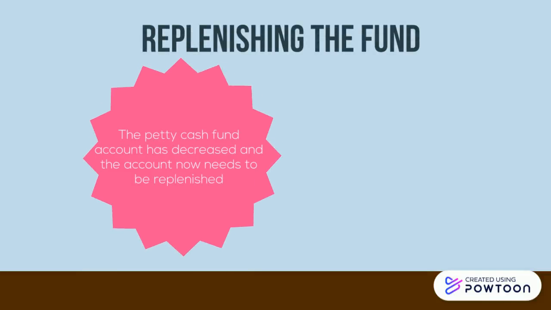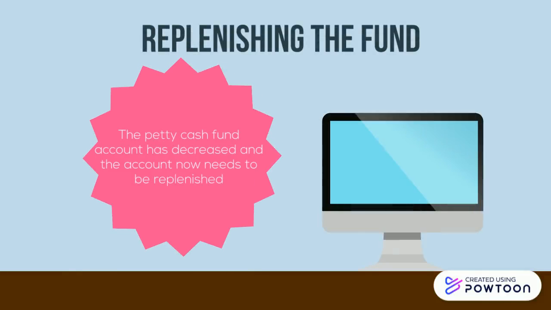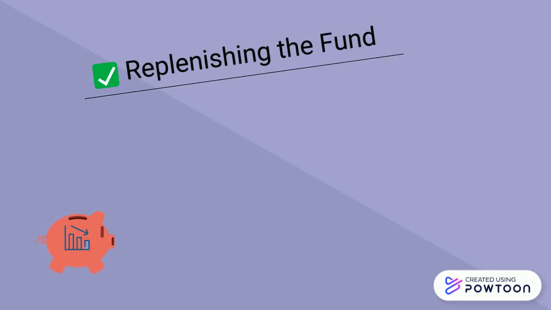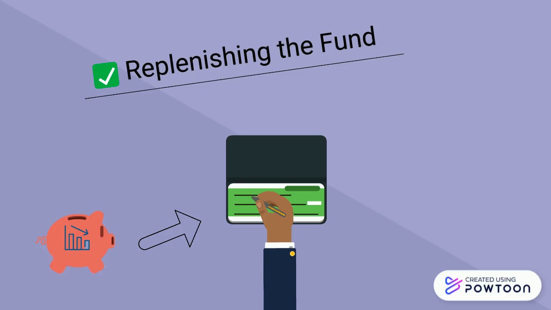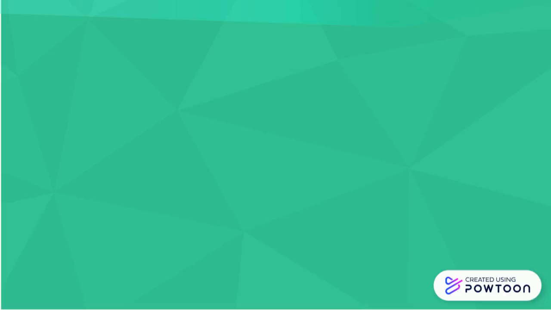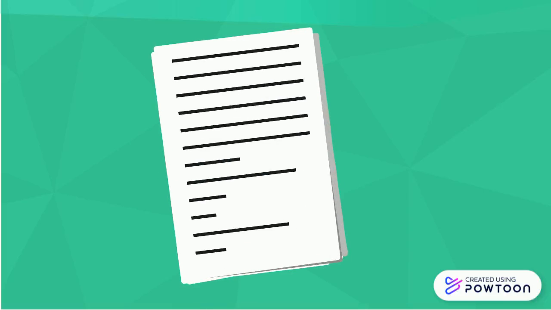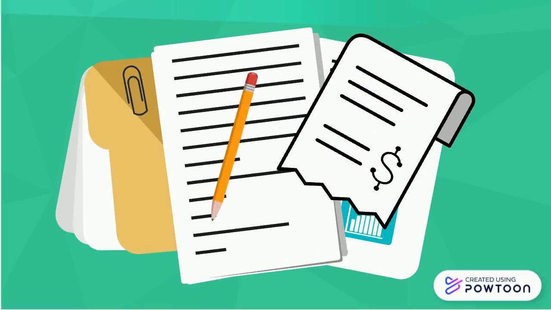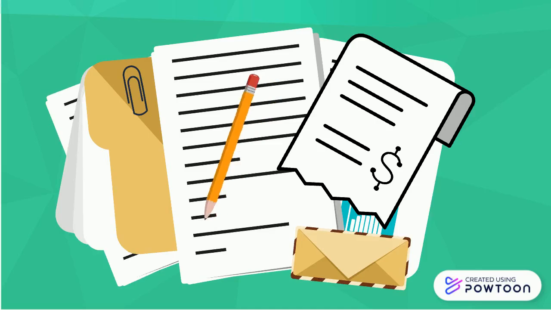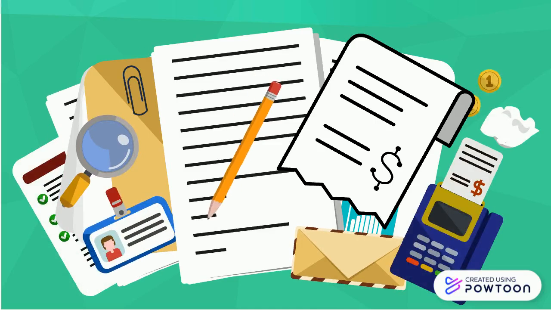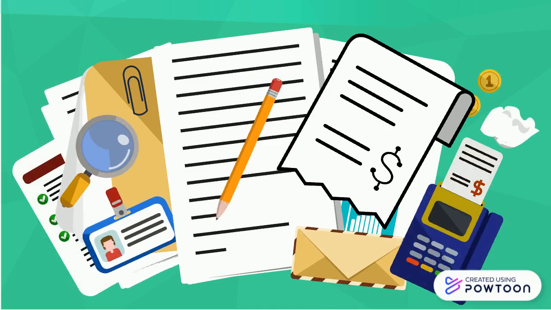The next step is to replenish the fund. Once money from the fund has been used, the overall amount of money in the petty cash fund account has decreased and now needs to be put back into the fund, or replenished. To do this, the cash left in the fund is counted and another check is cashed for the amount to bring the remaining total back up to the original balance. The receipts from the purchases from the petty cash fund are then used to record the expenses in the petty cash fund replenishment report, and this should equal the amount needed for replenishment.